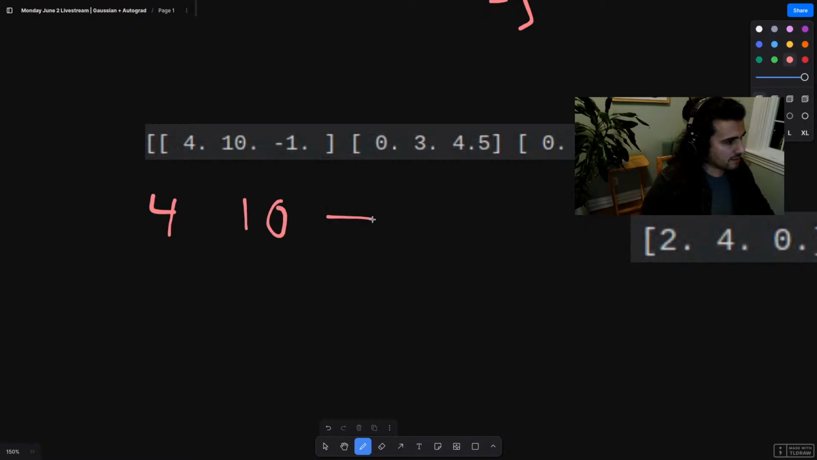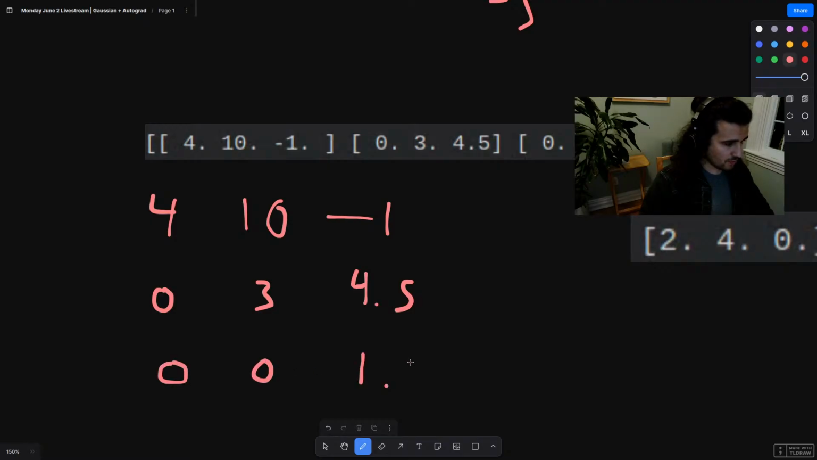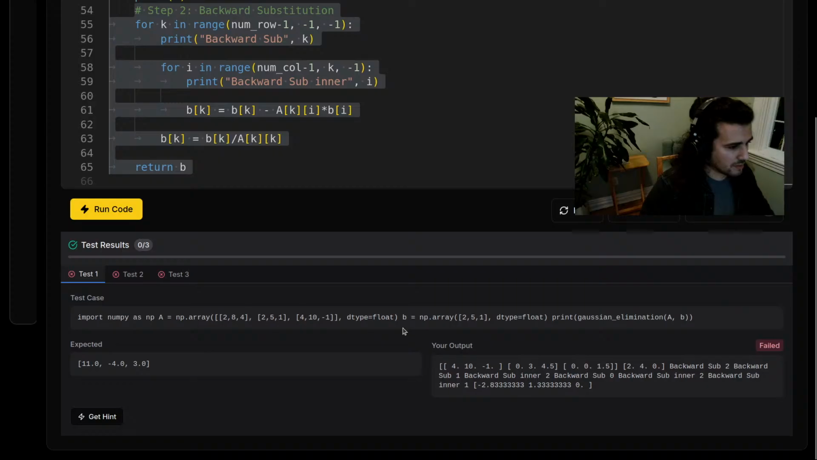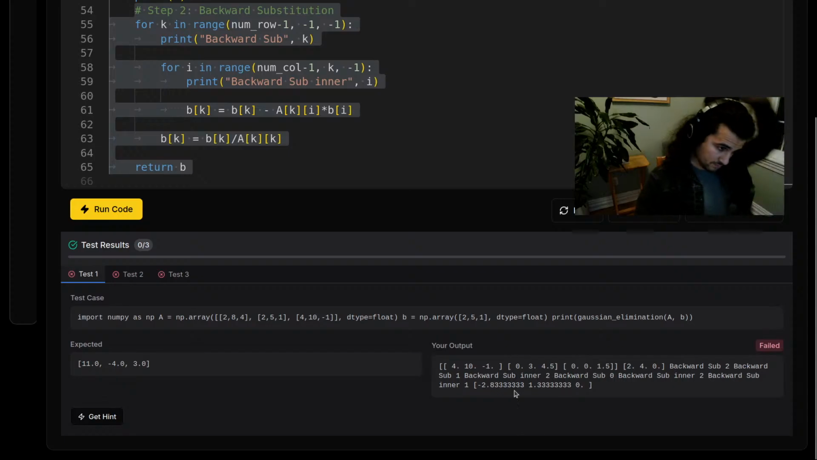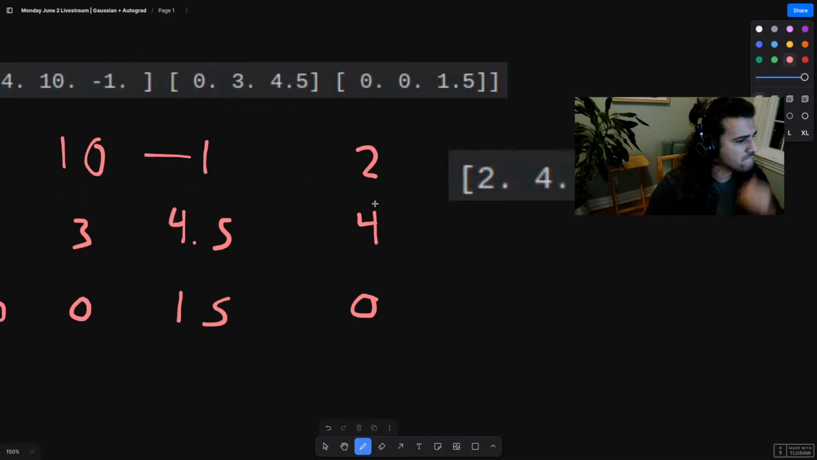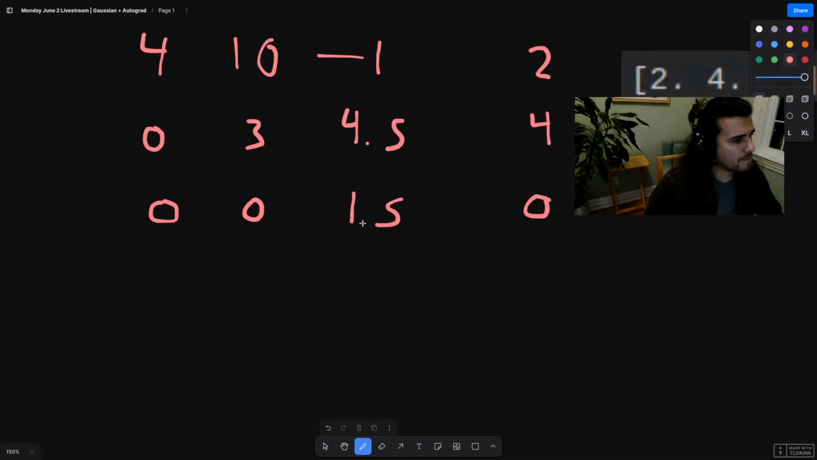Okay, so we have that, right? And then we have 0, 3, 4.5. And then we have 0, 0, 1.5. And then our B at this point is 2, 4, 0. What do we start with even? We'd start with 2, 5, 1. And then we get 2, 5, 1, and we have these ones. Okay. 1.5.